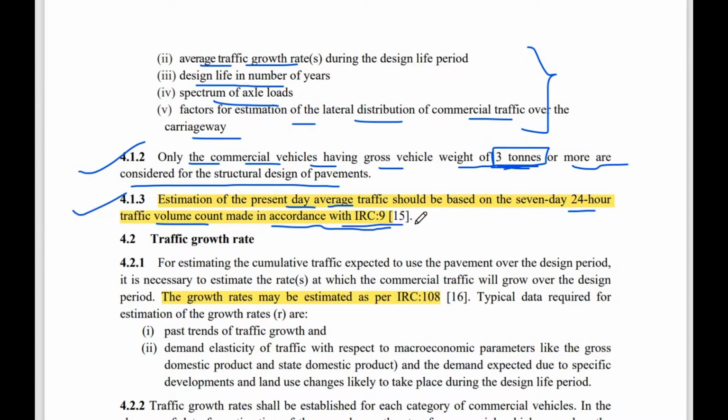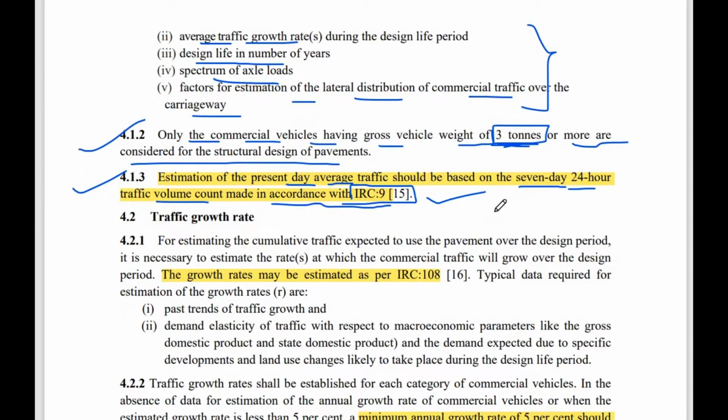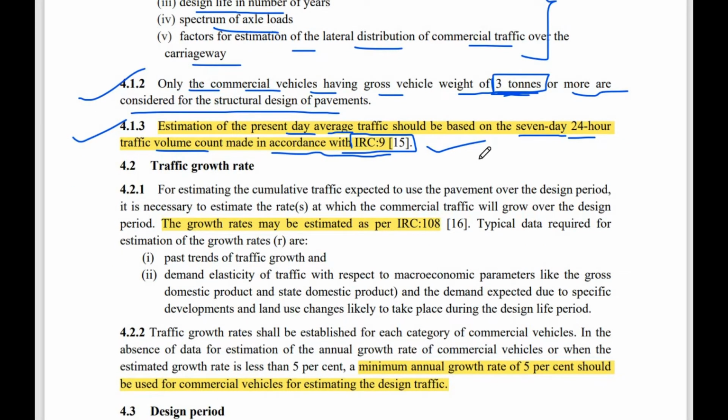So here they have given the reference of IRC 9. I have made a separate video on IRC 9. You can go through that video to understand this point. In that video I have very well covered how the traffic should be calculated and what is this 7-day 24-hour traffic volume and all the things. So I urge you to please watch the video.